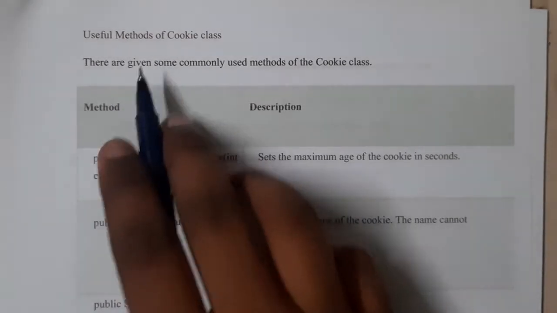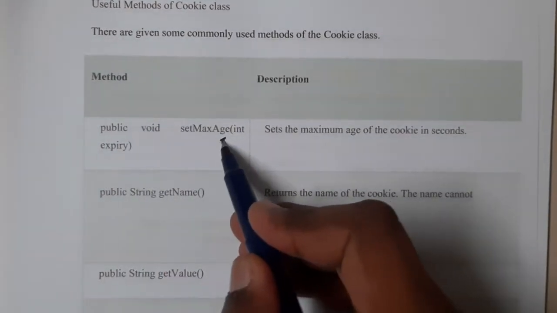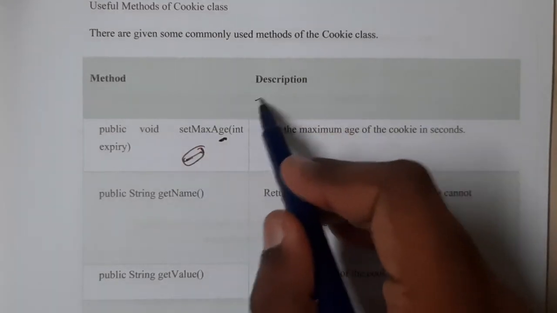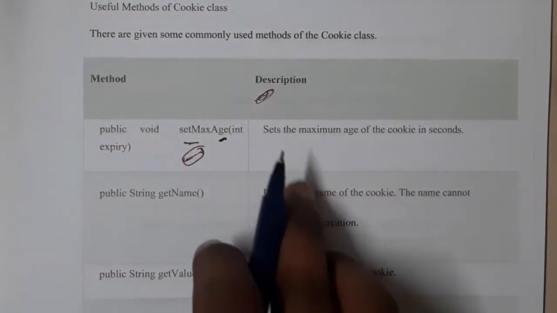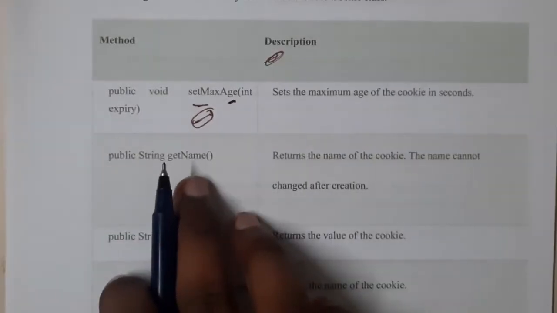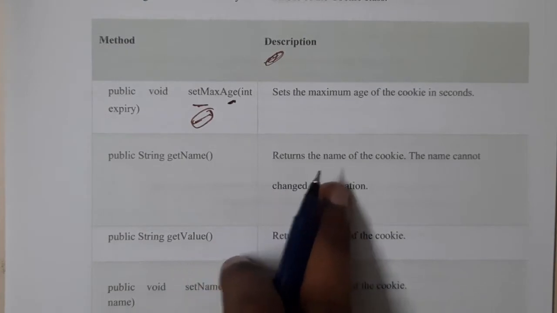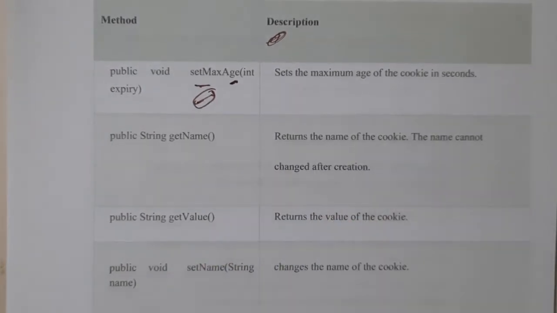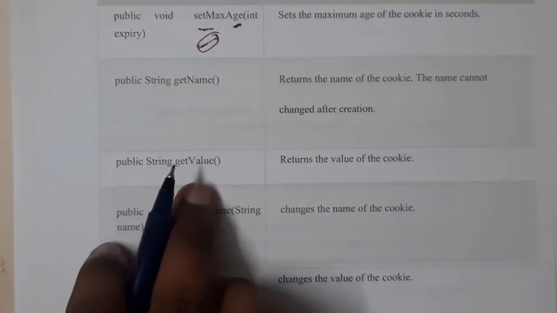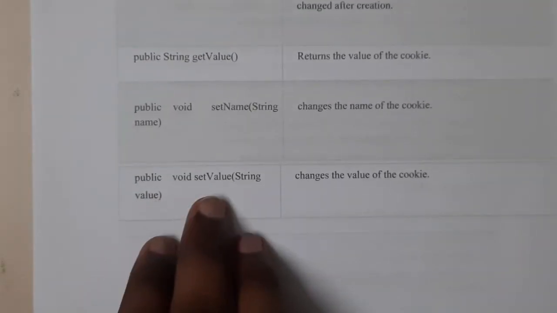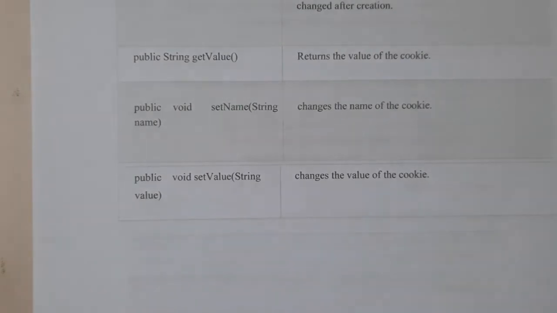There are a few more methods, such as setMaxAge. I told you that after some time these cookies will expire, right? That expiry time is set by setMaxAge, which sets the maximum age in seconds. Remember that also. Public String getName returns the name of the cookie. The name cannot be changed after creation. Remember that also. Once you create a name for a cookie, you cannot change it, guys. getValue returns the value, and setValue sets the value. These are some basic functions.